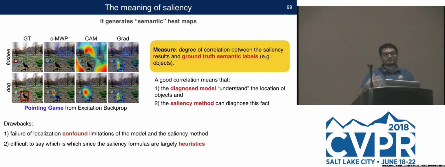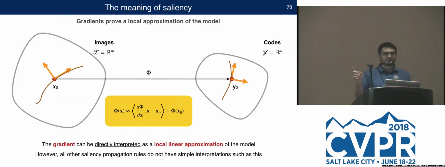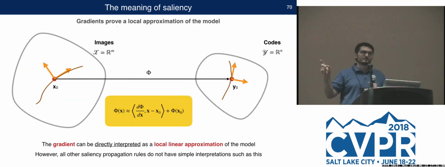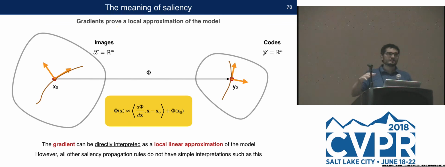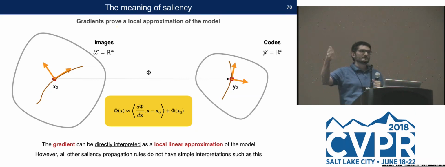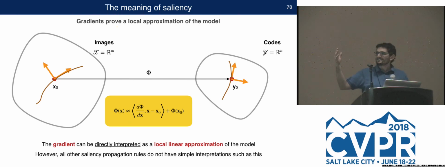Now, the problem is that a lot of these rules that I explained do not have a clear formal foundation, so they are useful in practice, but they cannot be justified formally from end to end. The one exception, maybe, is in fact gradient, because gradient is just computing the gradient of the map, and that's just a local linear approximation of what your function actually is. But all the other methods use maybe very smart and very useful heuristics, but it's not easy to explain formally what they're actually doing.